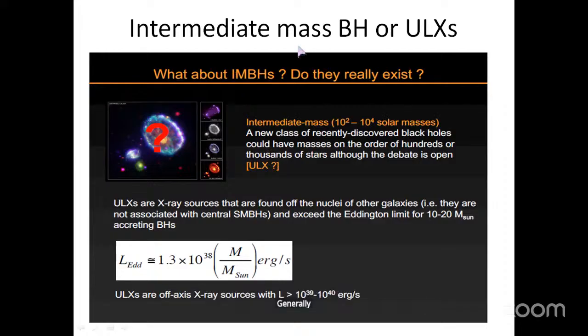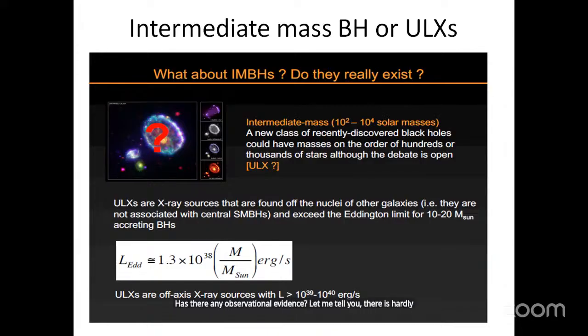Generally, these intermediate mass black holes are also known as ULXs, ultra luminous X-ray sources. Their luminosities are very, very high, 10^39 to 10^41. If you put these luminosities into the formula, you will see that they range from 100 to 10,000 solar mass black holes. Now the question is, where are they? Is there any observational evidence?